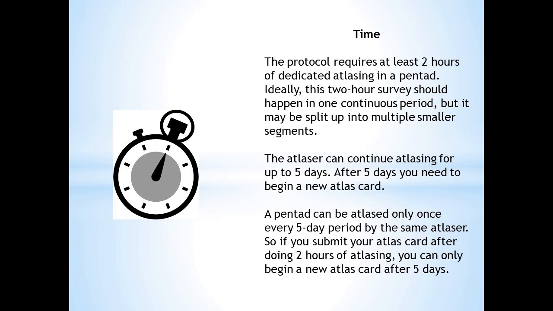Ideally, the initial 2 hour survey should happen in one continuous period, but it may be split up into multiple smaller segments. You might, for example, arrive at a holiday resort on a Friday evening and only be able to bird for 1 hour before it gets dark. That is fine. You can park your card and continue atlasing the following day.